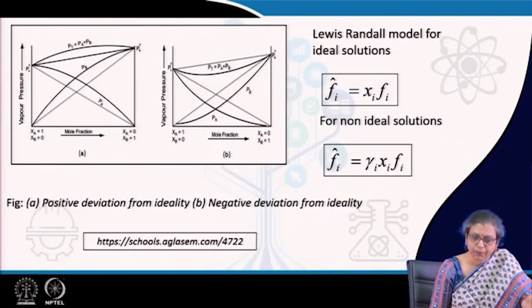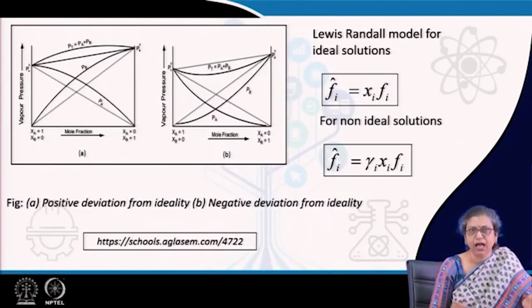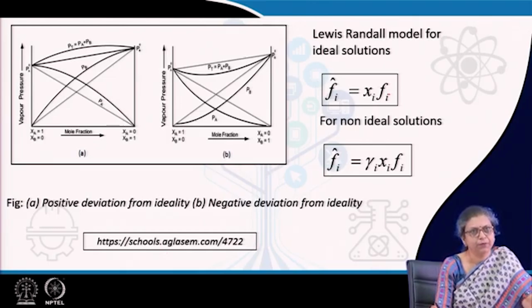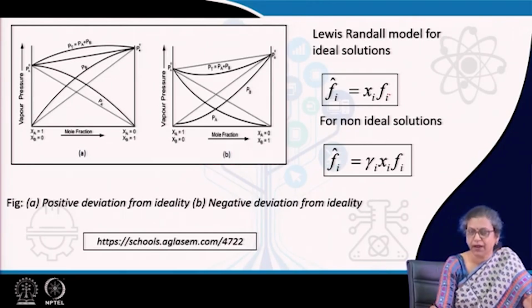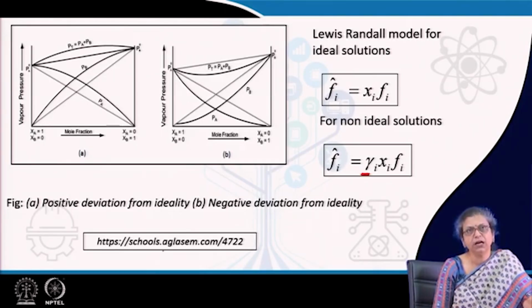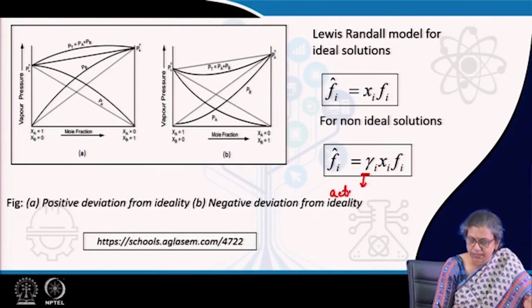Right. Now, suppose the solution is not an ideal solution. Under that condition, what we do, this is applicable for the liquid. For the vapor phase, always the solutions are ideal. So, for the liquid phase, when the solution is not ideal, we modify the Raoult's law, or rather the Lewis-Randall rule, by incorporating a parameter gamma, which is known as the activity coefficient.